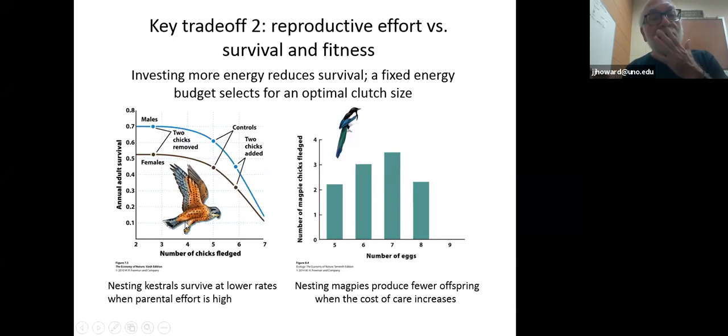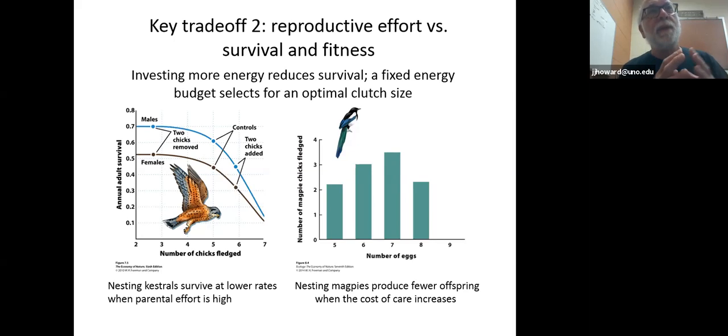So it's a trade-off. If you invest more energy in reproduction, you're likely to not be able to invest in survival, and you're likely to survive at a lower rate. Investing less in reproduction means that you can invest more in survival. So it's a trade-off. And what organisms are selected to do is to find the optimal allocation pattern. What's the best use of energy in this environment? Is it worth it to invest heavily in reproduction, even though I might not survive? Or is it worth it to invest less in reproduction so that I can survive at a higher rate?